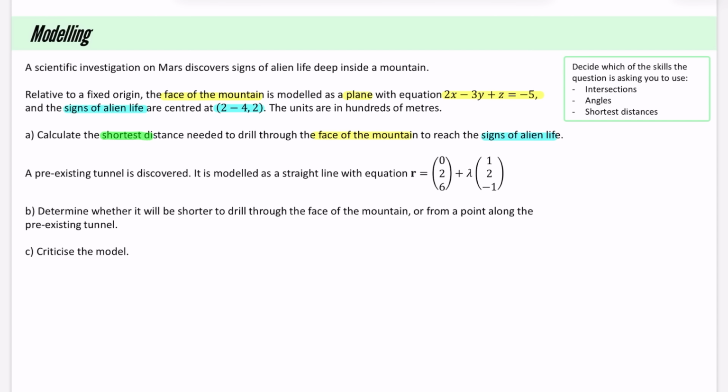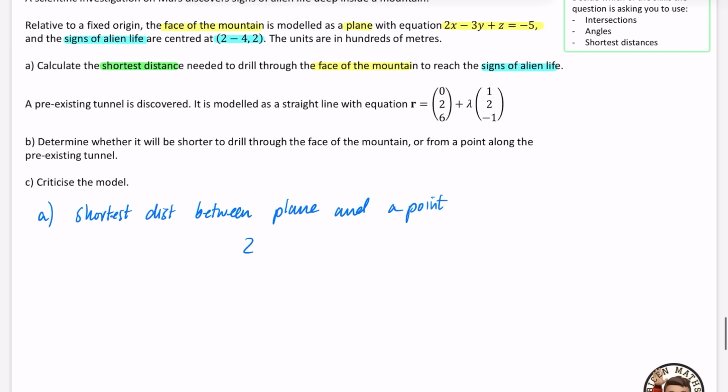And look, we've got this idea of shortest distance. So all this question appears to be asking about is this. For part A, it wants us to find the shortest distance between the mountain face, which is a plane, and a point, which is the signs of alien life, right? So the plane in this case is 2x minus 3y plus z equals minus 5. And the point is (2, -4, 2).